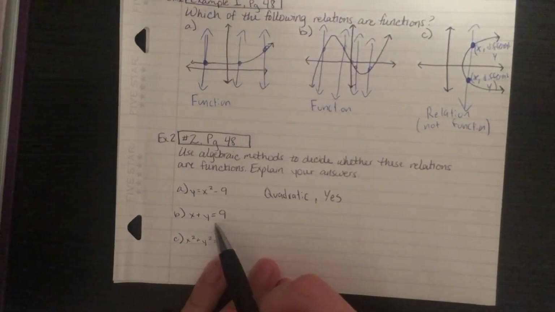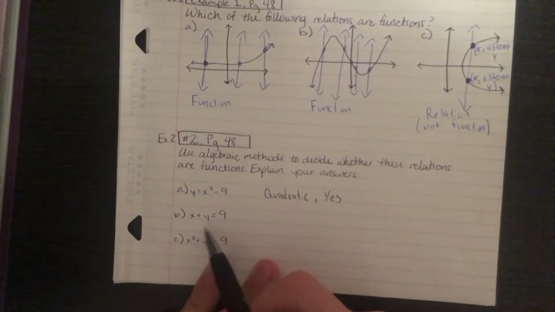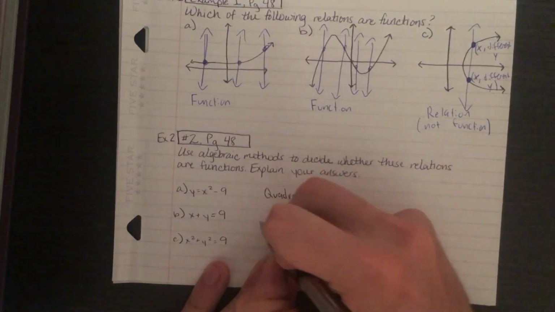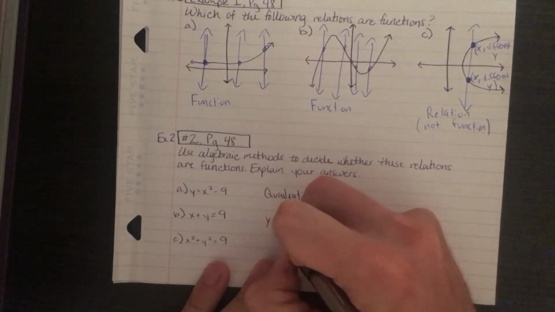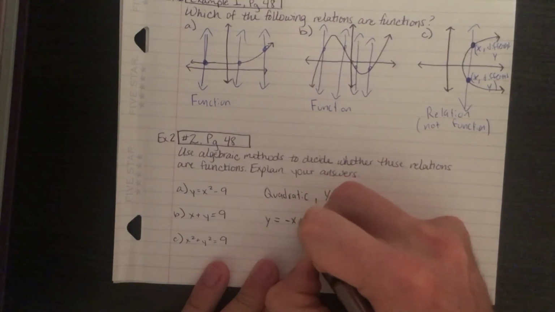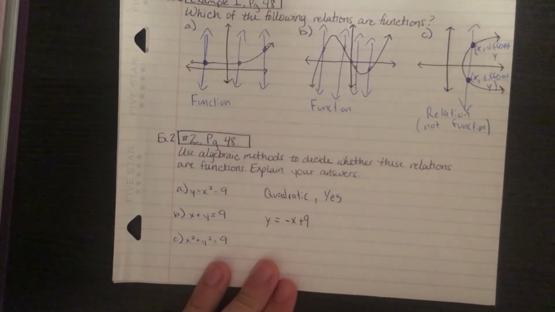Now, this next one right here is not solved for y. So what I'm going to do is solve for y real quick. I'm going to subtract x over. So I would get y equals negative x plus 9 if I subtract that x over.